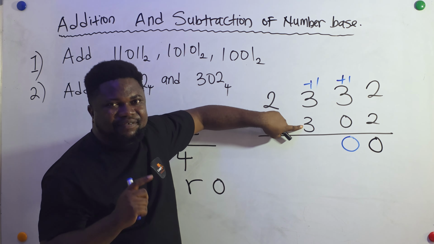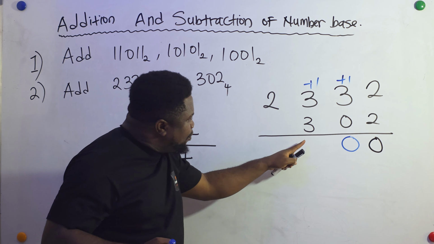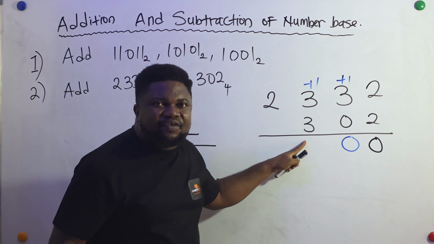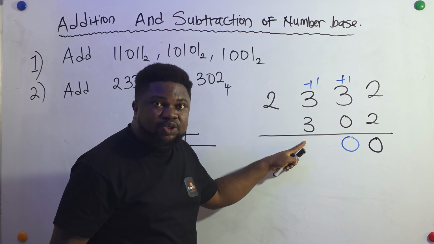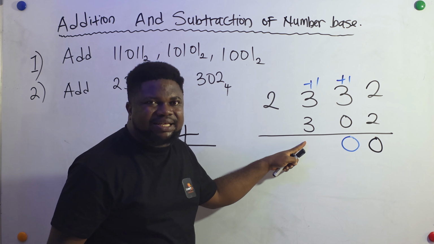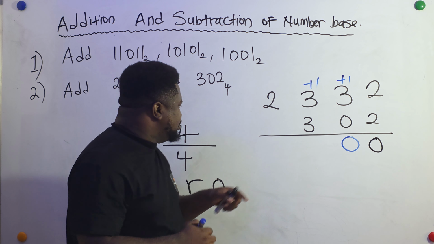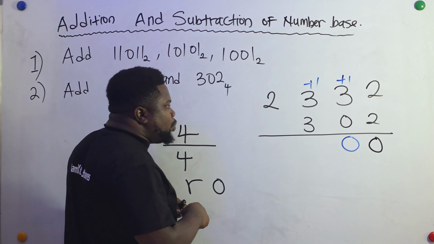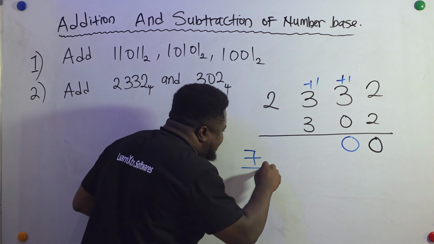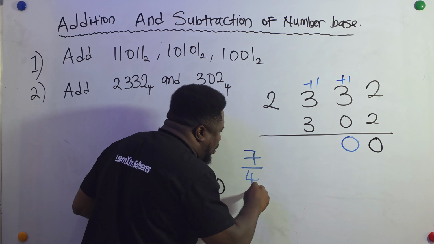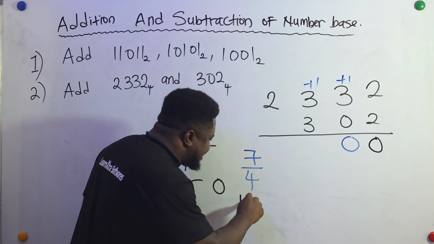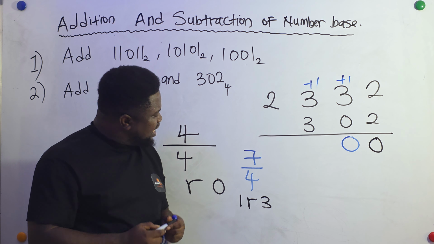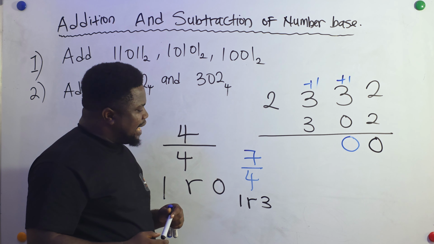Plus 3 again, 7. Do I put 7 here? No. 7 is not allowed in base 4. The highest number in base 4 is what? 0, 1, 2, and 3. So because 7 is not allowed in base 4, what do we do? We take 7 and divide by 4. What's our aim of doing this? We want to know the remainder. So when 7 goes by 4, I think it's 1, remainder 3. Yes, 1, remainder 3. Correct.